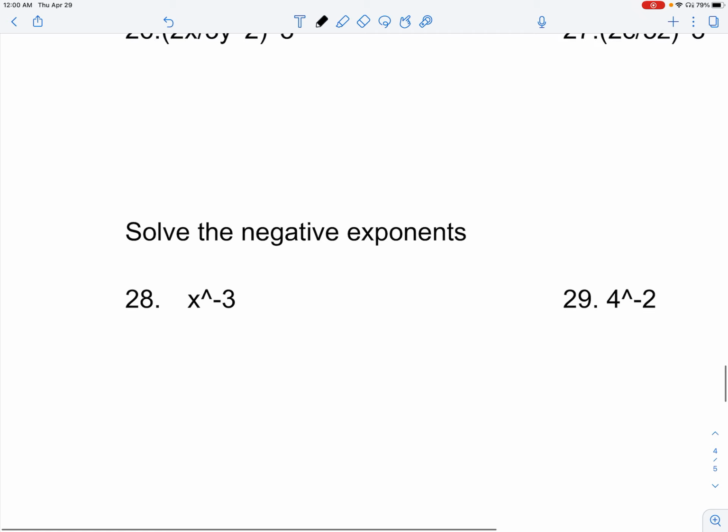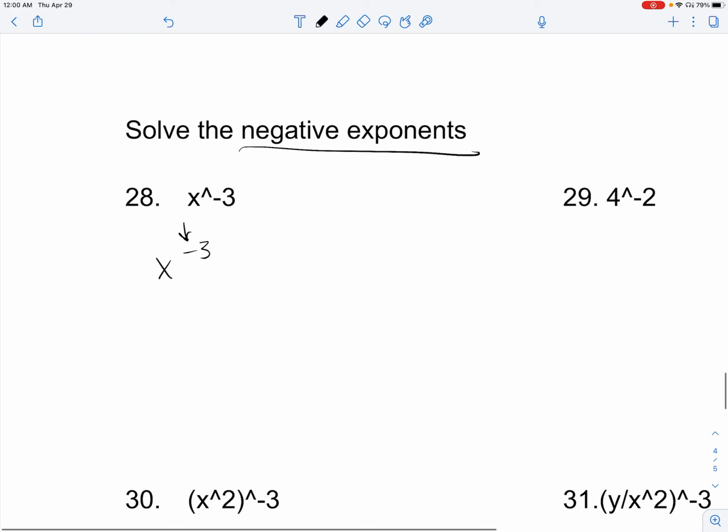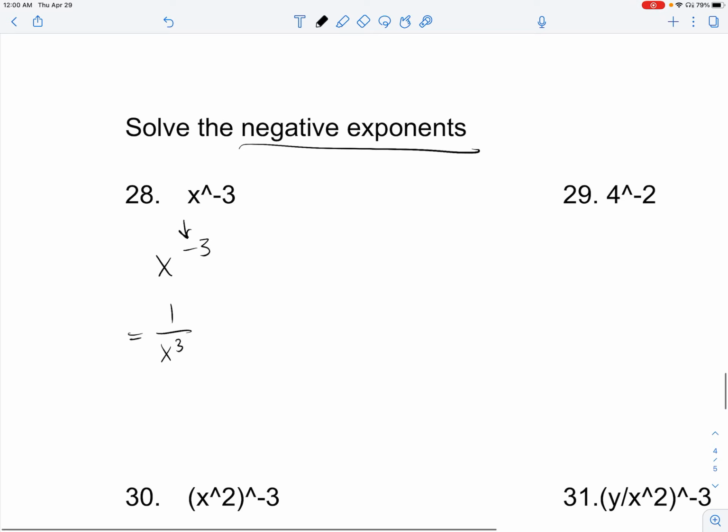Now, solve the negative exponents. Whenever we have negative exponents, so there's a negative here, all that means is that it's just going to be the reciprocal of the actual number. So if x to the negative 3, then we can just say it's 1 over x cubed. That would be our actual answer.